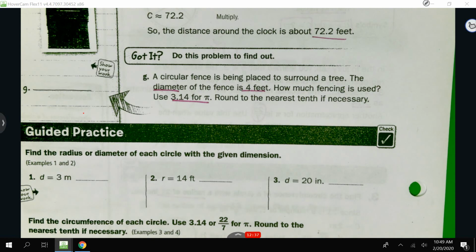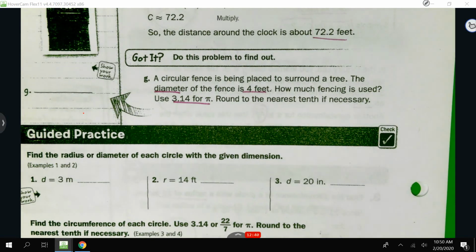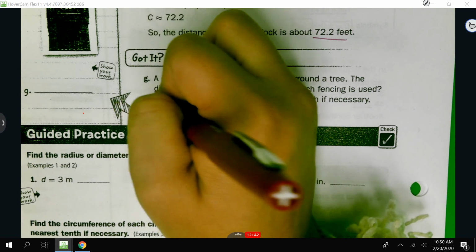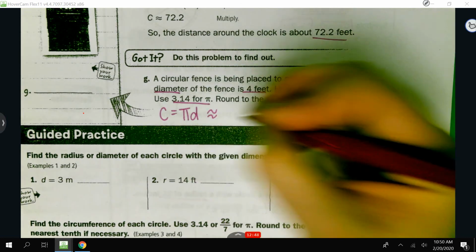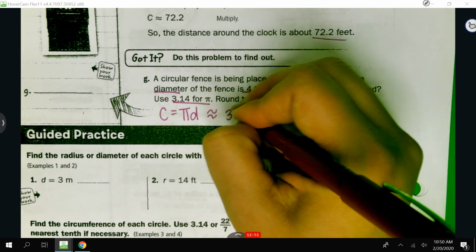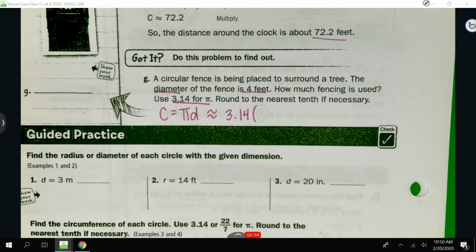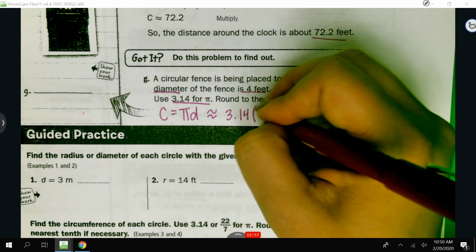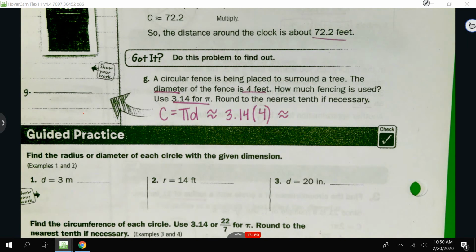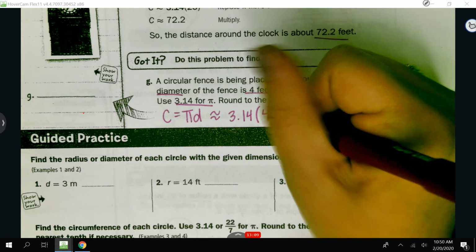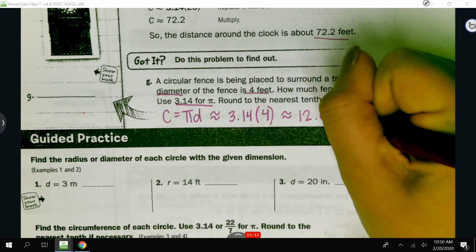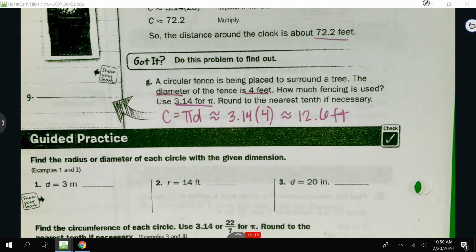Okay. So which formula do I want to use here? C equals pi d. They specifically told me to use 3.14 for pi. So I have 3.14 times the diameter, which was what? 4. So what is your circumference? 12.56. How do you round that to the nearest tenth? Good, 12.6. Any questions?